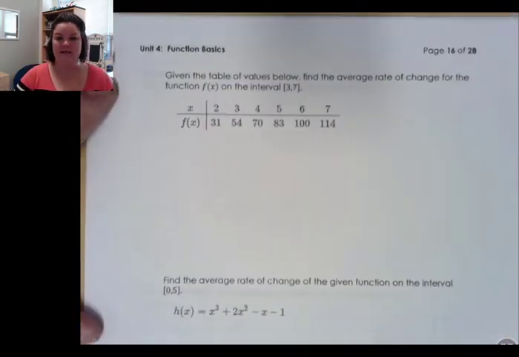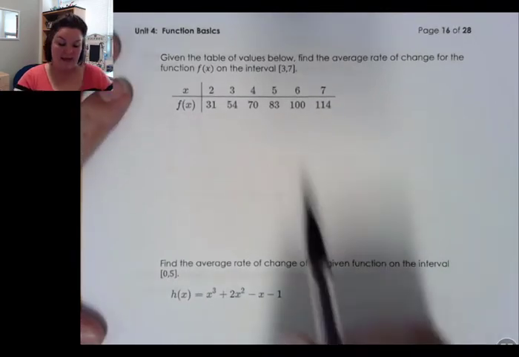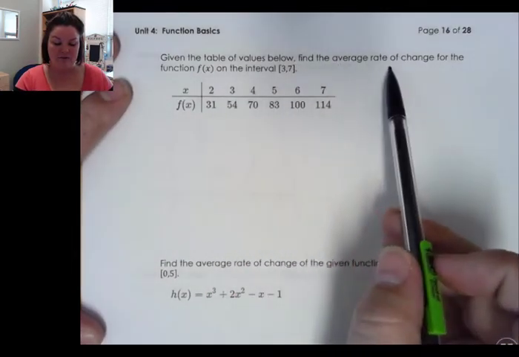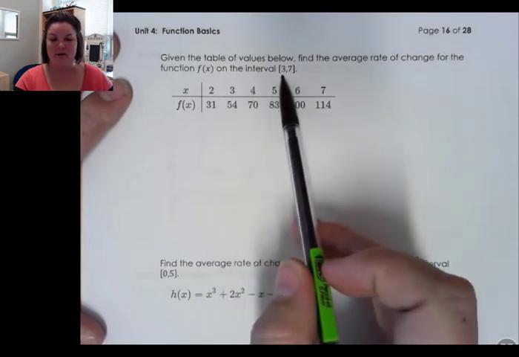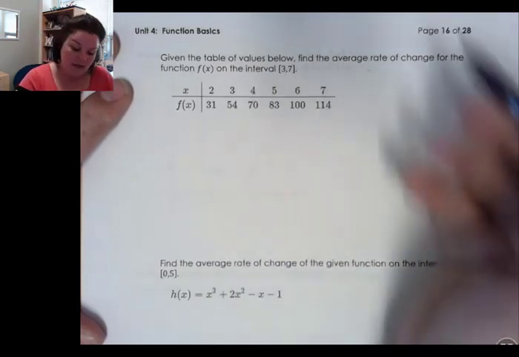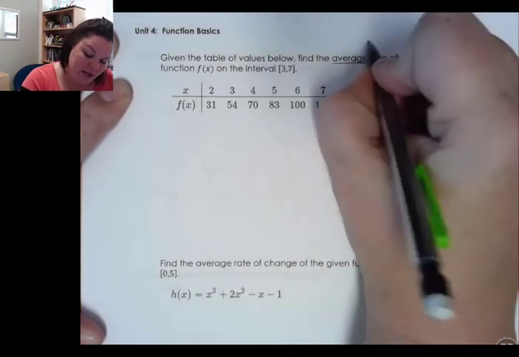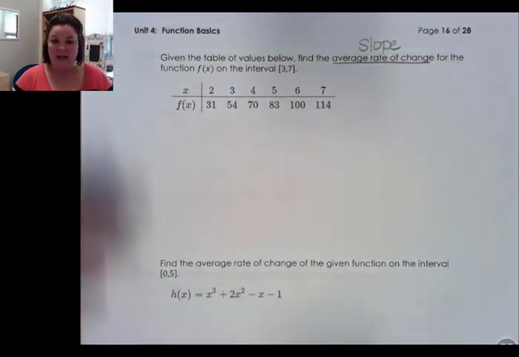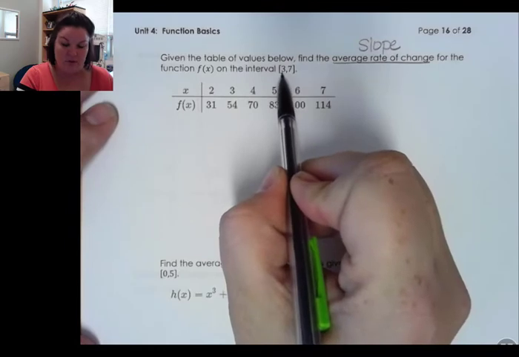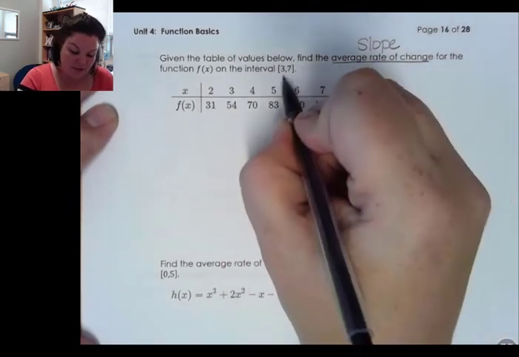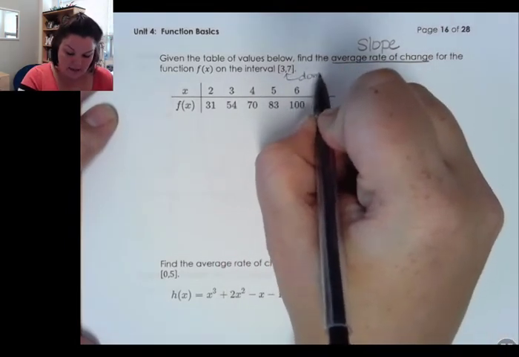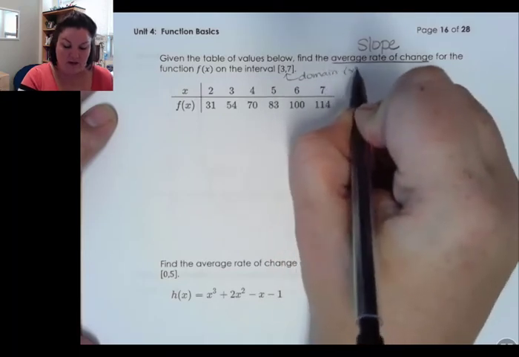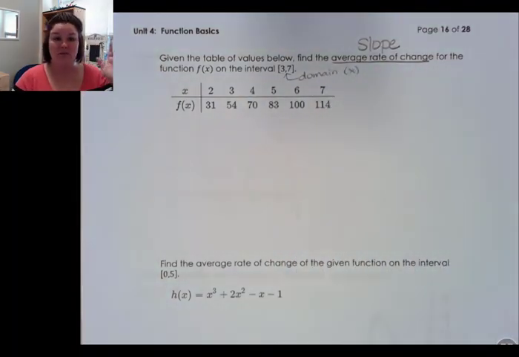Let's look at this one. It says, given the table of values below, find the average rate of change for the function f of x on the interval 3 to 7. Okay, so again, average rate of change, we should be thinking slope anytime we see that. And it's giving us a set interval from 3 to 7. Now remember, this is our domain. Okay, these are domain values or x values. So we want from the x value 3 over to the x value 7.